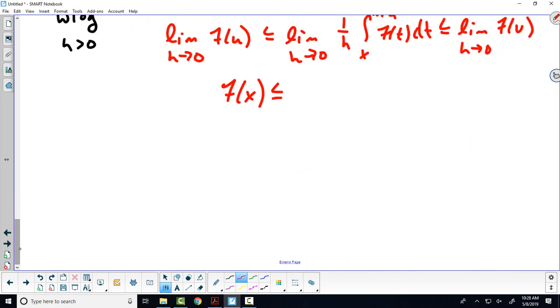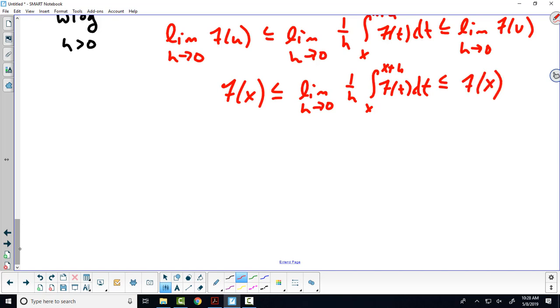So this is less than or equal to the limit as h approaches 0 of 1 over h of x to x plus h of f of t dt. But what does this limit go to? It goes to f of x also. We caught the cat. It's trapped. It's got nowhere to go.